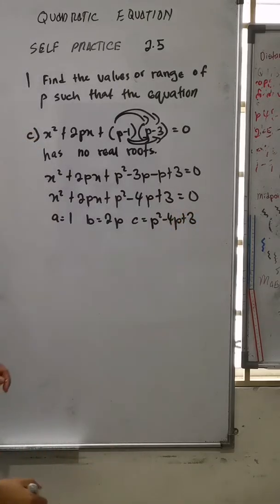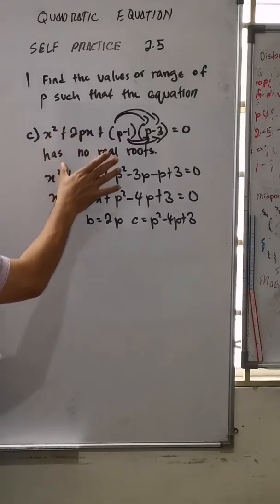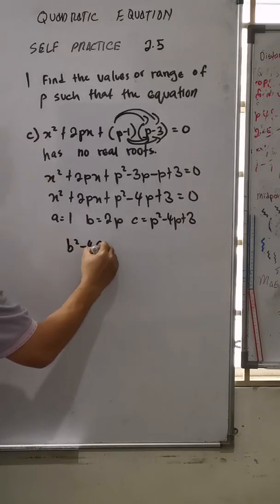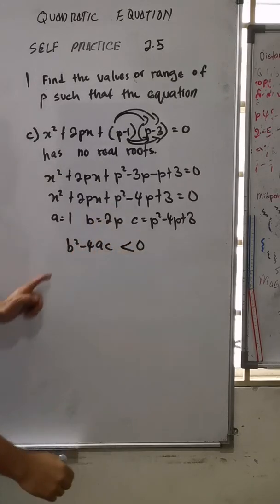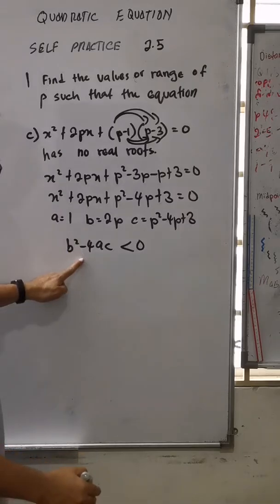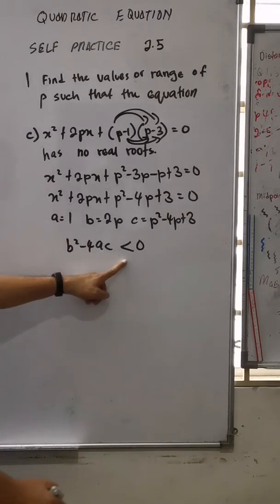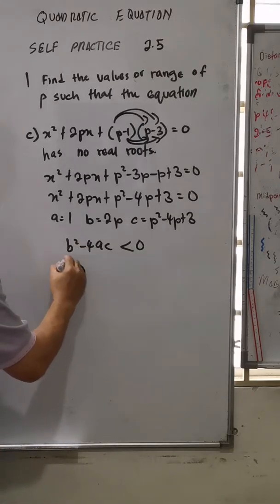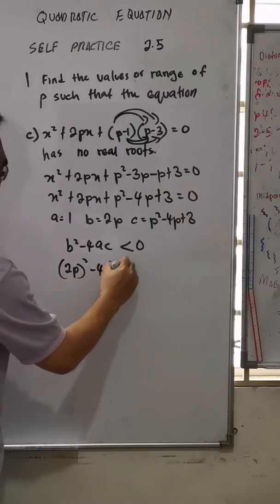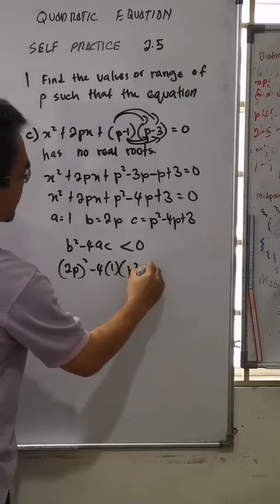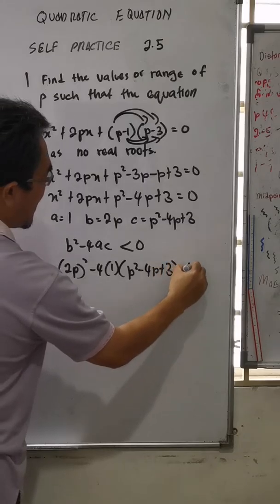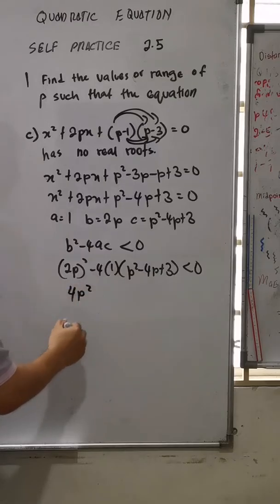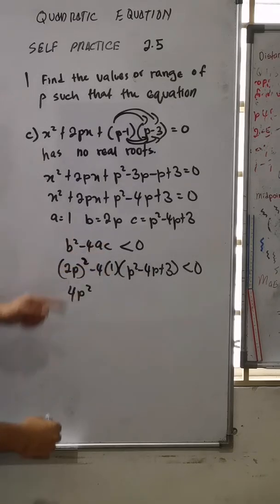Okay, so again, because this equation has no real root, the assumption would be b squared minus 4ac less than 0. Okay, the word assumption is not correct. The discriminant is b squared minus 4ac less than 0. Okay, so (2p) squared minus 4(1)(p squared minus 4p plus 3) less than 0. So 2p squared will be 4p squared because 2p times 2p. That is the meaning of squared.